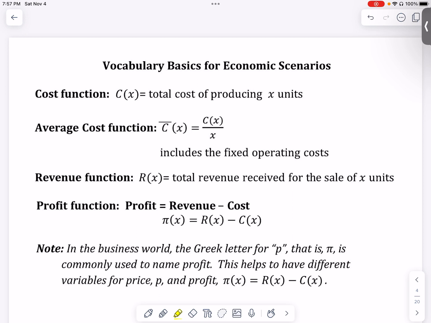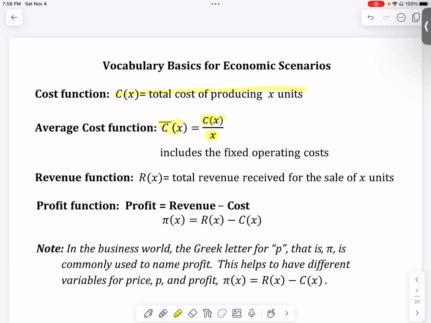So first of all, the cost function is C of X. It's the total cost for producing X items. Makes sense, right? And the C bar of X is C of X divided by X. It's just the average cost. So take your cost of any quantity and divide it by the number of items. And that always includes that fixed operating cost. So it's like saying including those startup fees or those initial purchases.